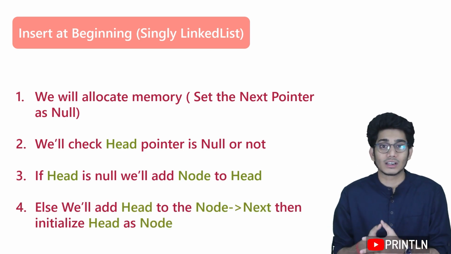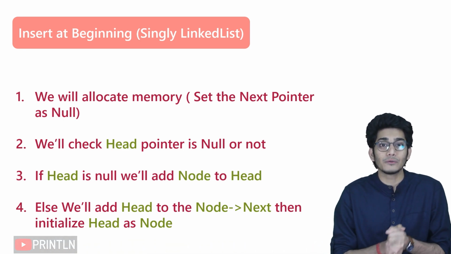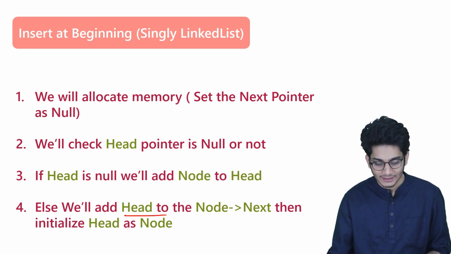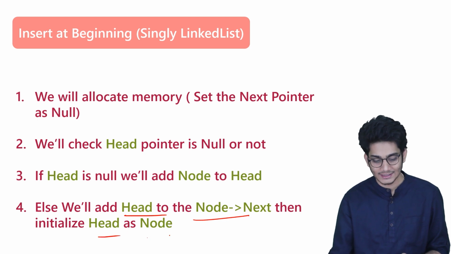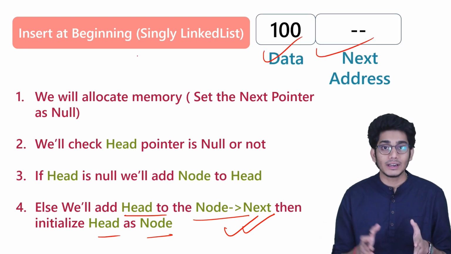Let's say that our head is not null. Let's say that our linked list contains 10 or 12 values. Then we have to make some shifting. So what is the shifting? Else we'll add head to the node's next, then we'll initialize the head as node. So this is the only step that you have to perform. Now how can we perform that? Let's see how it works. Let's start with a dry run.